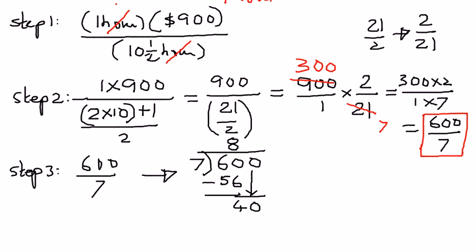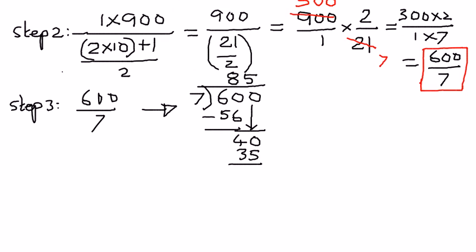7 times what number is equal to or less than 40? 7 times 5 is 35. We subtract 35 from 40, so we are left with 5. So therefore, when we divide 600 by 7, the value we're going to get here is equal to 85 5 over 7.